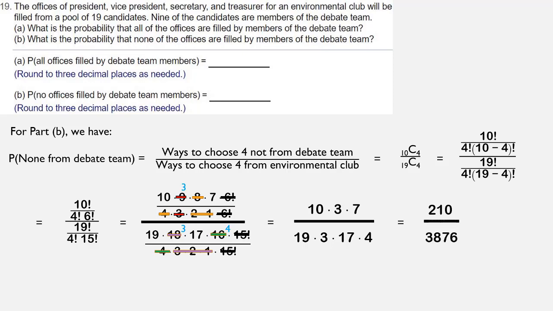When we divide and get our decimal, we get 0.0541795666, rounded to 3 decimal places, is 0.054. And that's your answer.